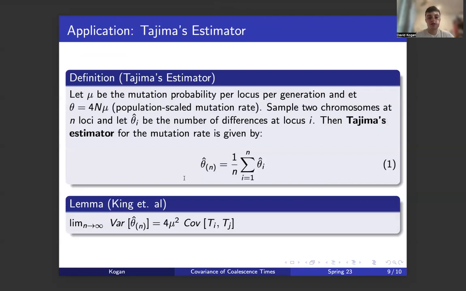And why is this result useful? So, for example, Tajima's estimator is a classical estimator for the mutation rate. And what we do is we take 2 chromosomes and then look at n loci and count the number of differences at each locus. And we can estimate the mutation rate by taking the average of the number of differences over n loci. And ideally, as n goes to infinity, the variance of this estimator would go to 0. But this is not the case, as shown in King et al. It turns out that the variance of this estimator is 4 mu squared times the covariance of Ti, Tj. So using the result we found in this project, we can now obtain the variance of our estimator.